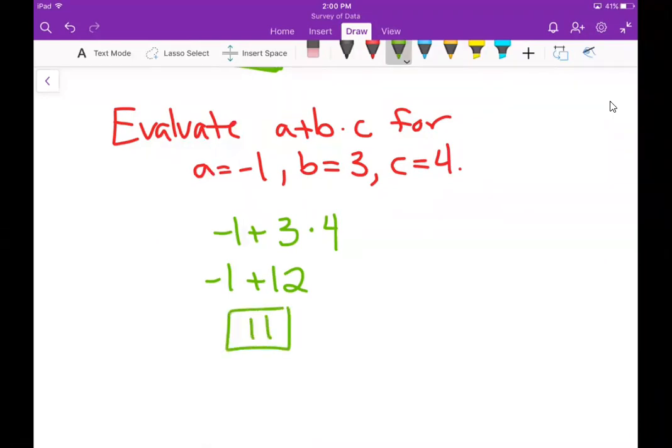Especially when there's something else going on, it can be kind of tricky to remember that order of operations, right? Don't just do your operations from left to right. Make sure you always follow the order of operations.